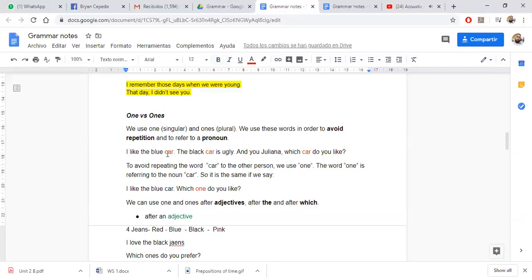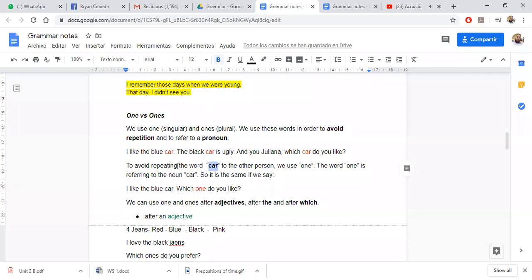I like the blue car. The black car is ugly. And you, Juliana, which car do you like? Now, to avoid repeating the word car, I don't want to repeat the word car many times. Like this: I like the blue car. The black car is ugly. And you, Juliana, which car do you like?